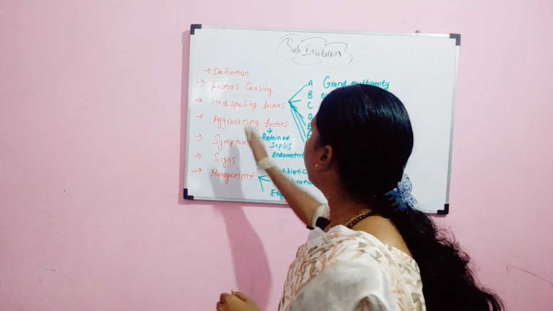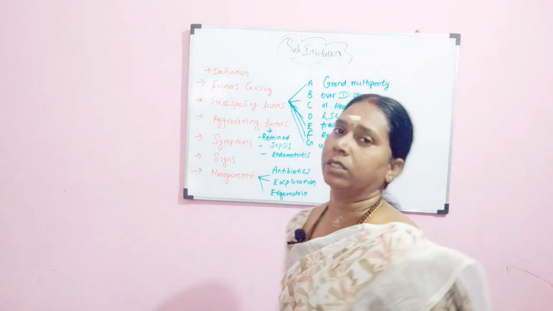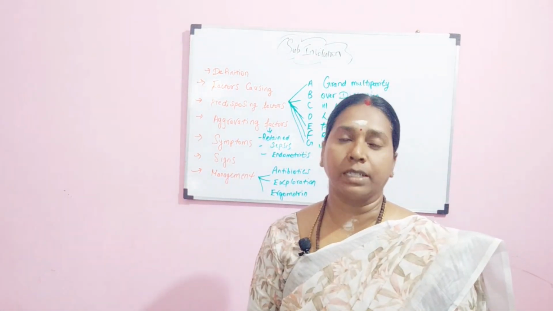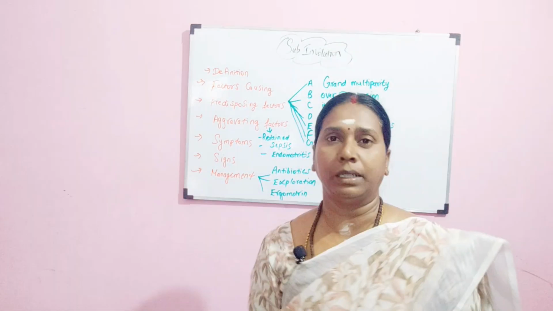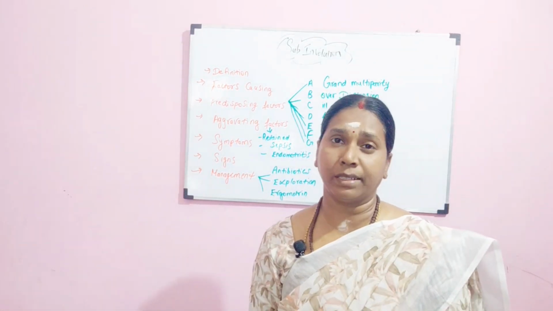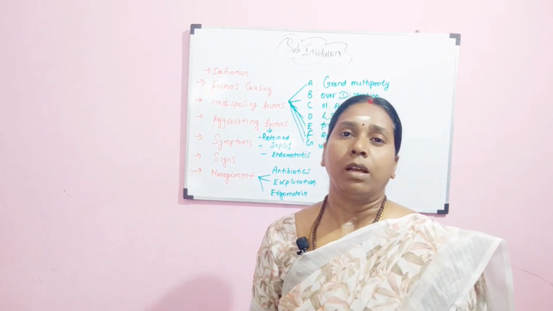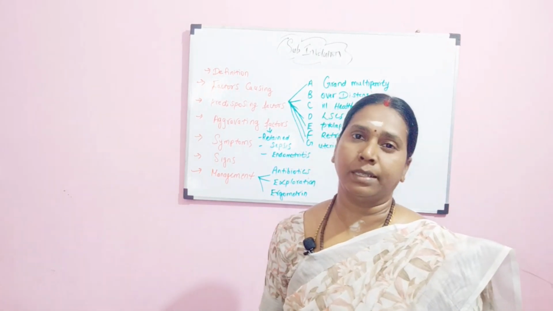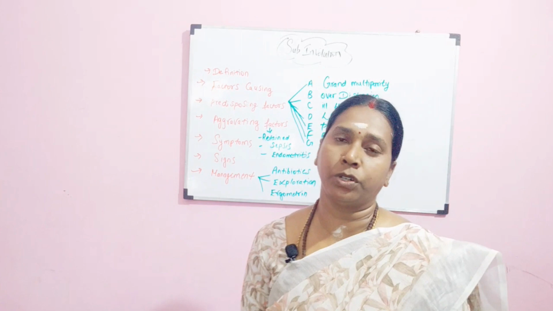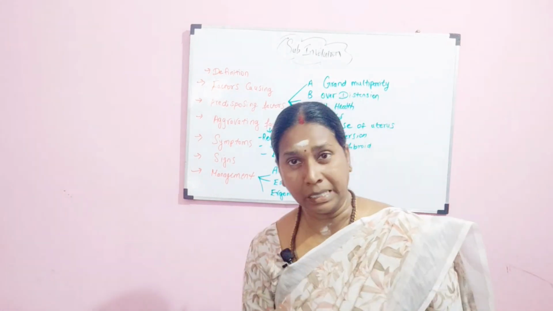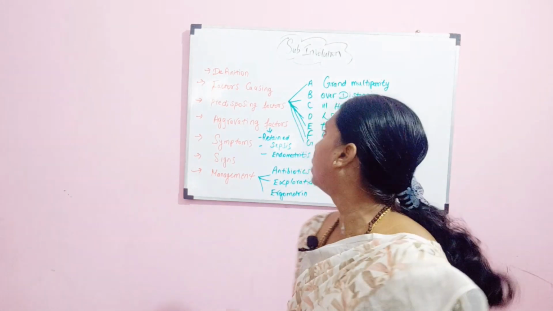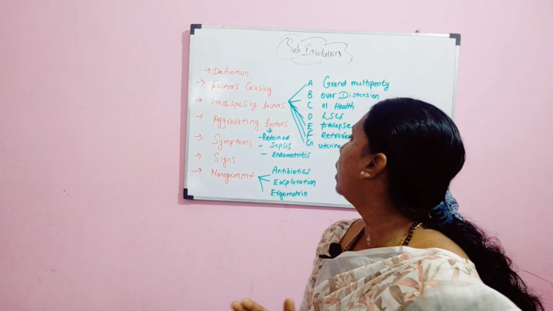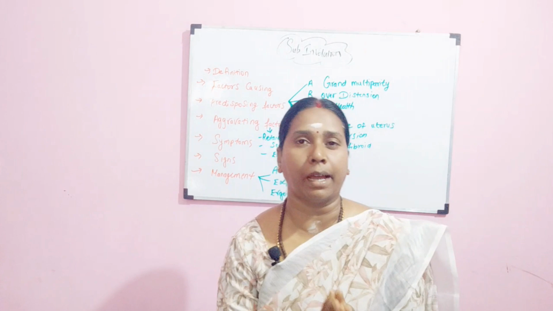So, now we have the predisposing factors. The first cause is grand multiparity. Grand multiparity means the mother who is having many pregnancies, so the number of children is more and the number of conceptions is more. So, you say it is a grand multiparity mother, and also the mother who has an over distended abdomen.